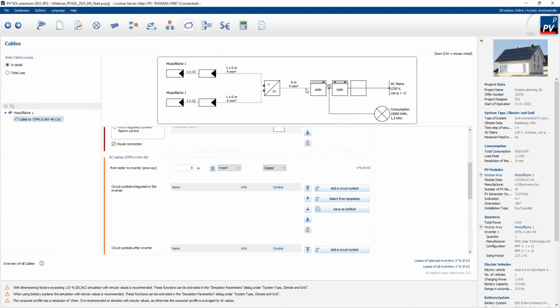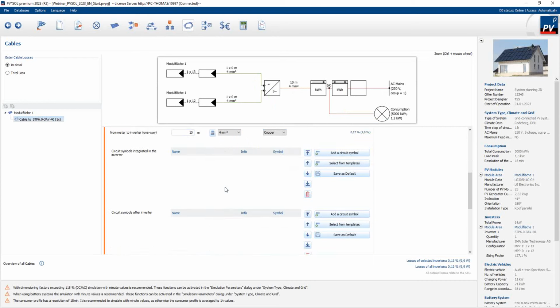You have AC cables here in orange. This is the distance from the inverter to the meter. And you have the DC cables. These are the green ones. And you need to enter the one-way length for the AC cables. In our case, it's 10 meters. And so you have to select the cross section of your cable. And you have the choice between the material, copper, and aluminium. And with this calculator, you can calculate the cross section so that the losses are lower than 1%.